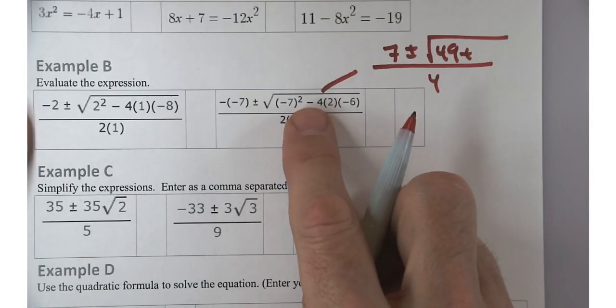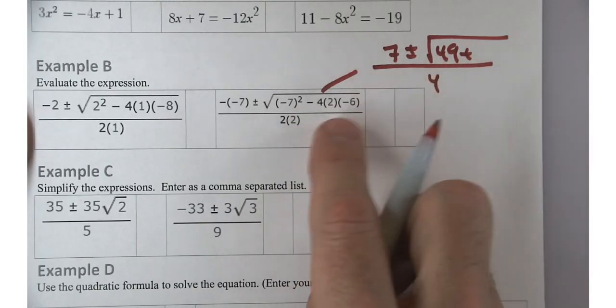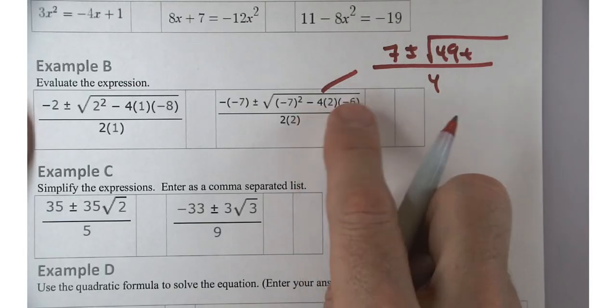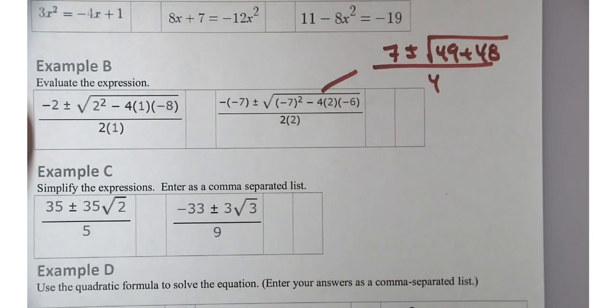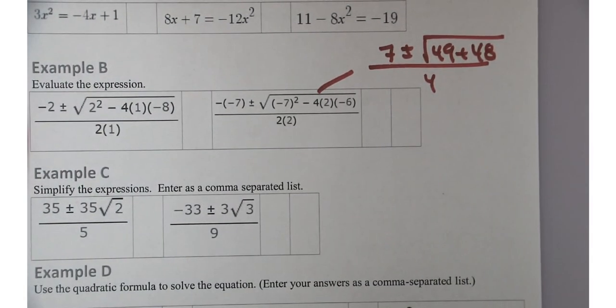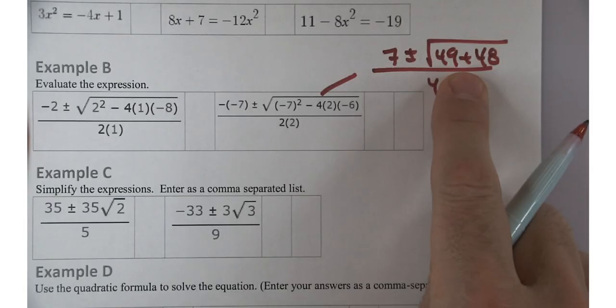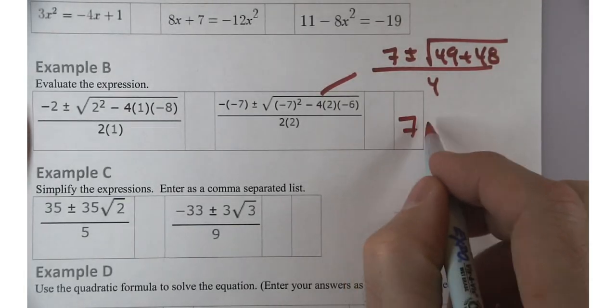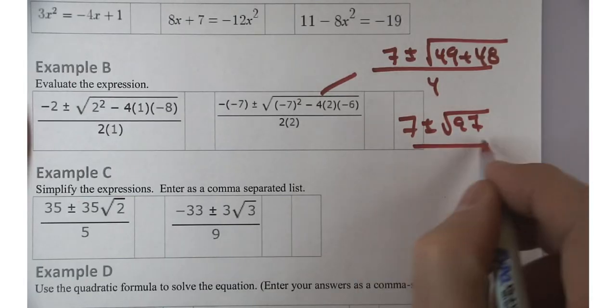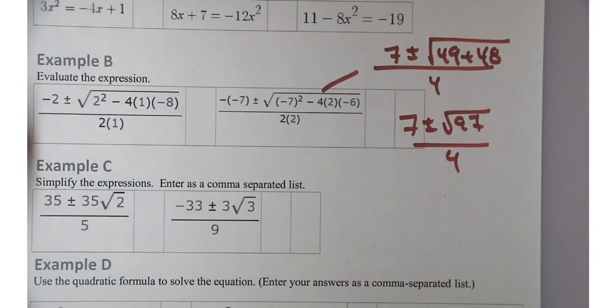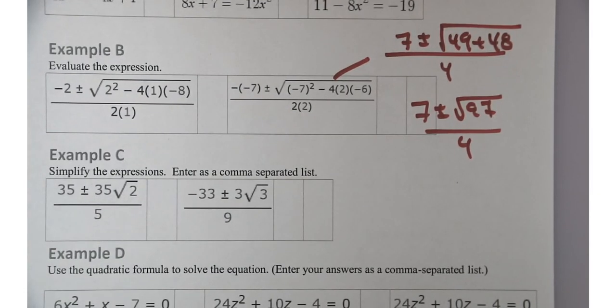All right, so a negative times a negative is a positive, so we got that. 4 times 2 is 8. 8 times 6 is... There you go, 48. But the big thing is to get the positive there. So 7 plus or minus the square root of 97 over 4. And that's all I think they're looking for you to do. Maybe they're interested in you getting a numerical approximation as well. So let's practice that as well.